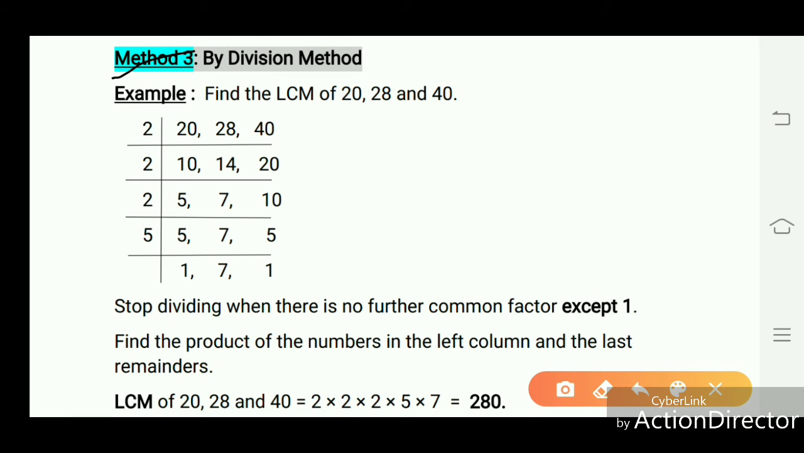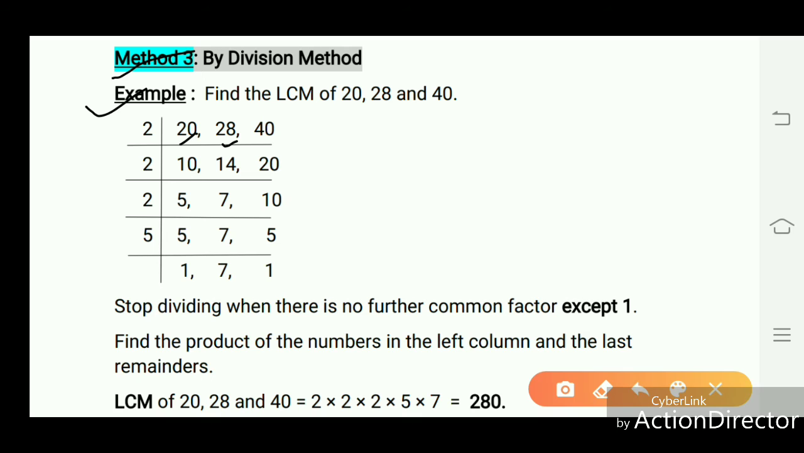Method number 3, by division method. Here we find the LCM of any two or more numbers by using division method. Example, find the LCM of 20, 28 and 40. So first we divide 20, 28 and 40 by 2. And we get 2 10s are 20, 2 14s are 28 and 2 20s are 40.